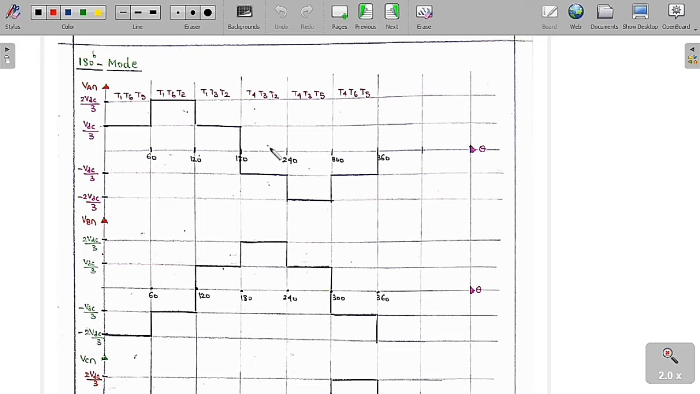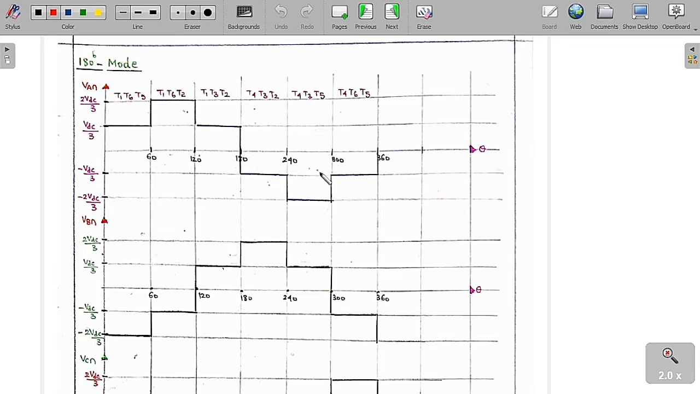Similarly, from 180 to 240 degrees, you can see clearly that T4, T3 and T2 are going to conduct. If you close these three switches and analyze the circuit, then we are going to get VAN as minus VDC by 3, VBN as plus 2 VDC by 3 and VCN as minus VDC by 3. So these are the voltages that you are going to get and you can plot on the graph.